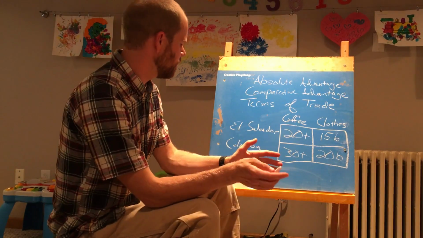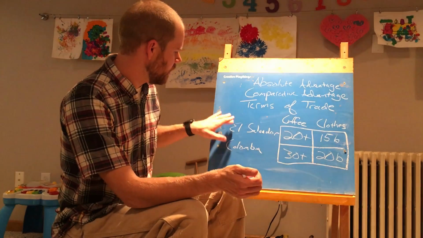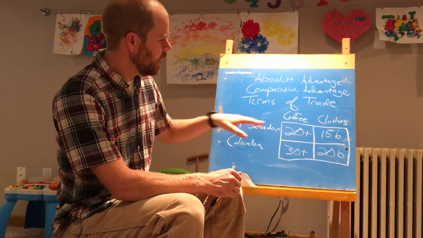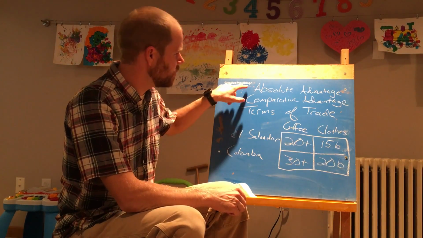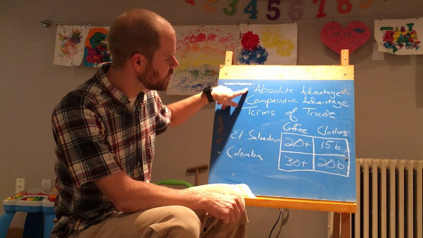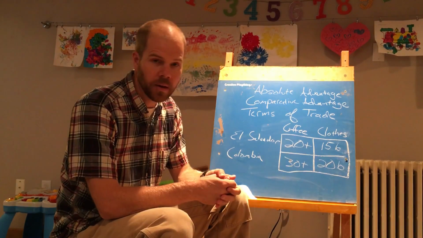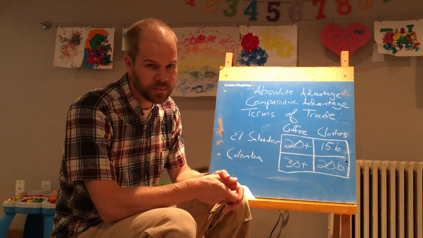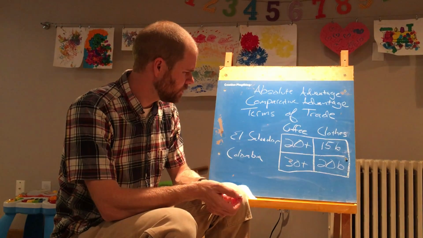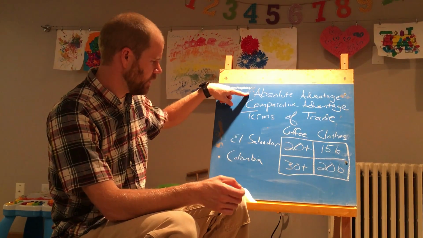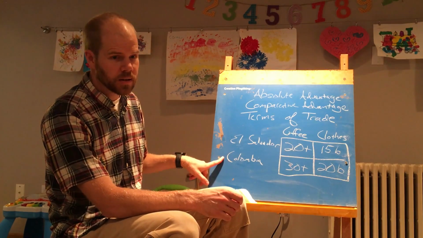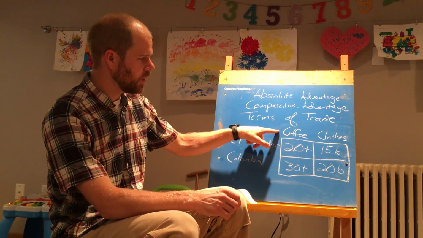Okay, Bjorn, if you look at El Salvador and Colombia, and forget about clothes, look at coffee, which country has an absolute advantage, straight up better at producing coffee? Is it El Salvador or is it Colombia? Colombia. And why do you say that? Because they produce 30 tons instead of El Salvador's 20 tons. Okay, so in terms of absolute advantage, you're right. Colombia has an absolute advantage in coffee.